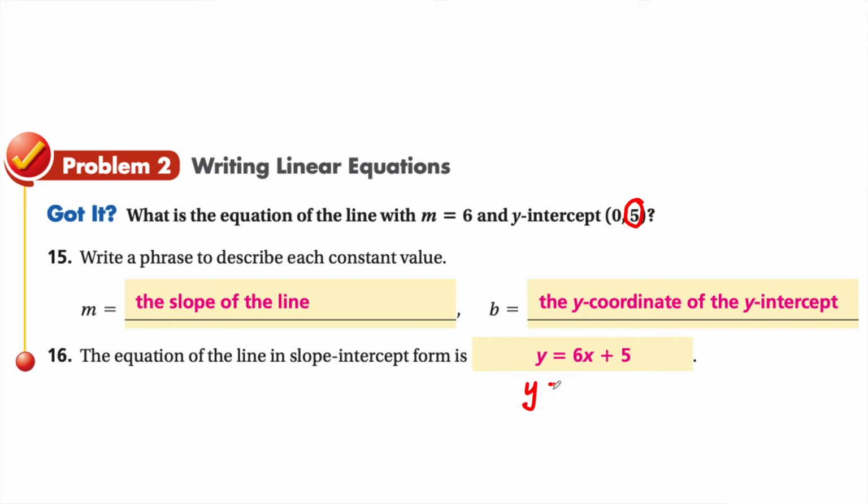Again, all we're just doing is basically saying y equals mx plus b, but we now know what the m stands for and we know what the b stands for from the question above.